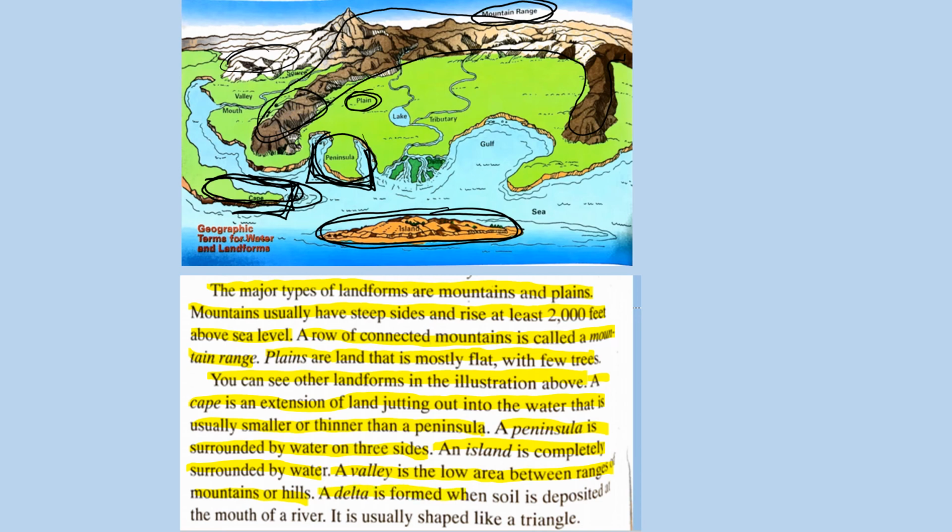And a delta is formed when soil is deposited at the mouth of a river. It is usually shaped like a triangle. And we have a very, very popular delta in the United States. This is my delta. If this was the United States, this would be the Mississippi River, and it dumps into the Mississippi Delta. It's in Louisiana. And as the river rushes into this Gulf water, it drops soil, and that soil creates little land masses, and it gives you the shape of a triangle kind of shape. A triangle. It's a delta.